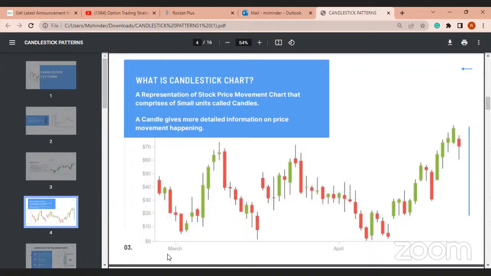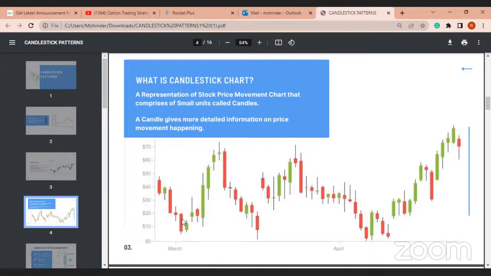So if you look here, you can see on the x-axis March, April. And on the y-axis you can see $10, $20, $30. So that is the range bound you can see here. So on a particular date, March and April, what all things happen, that you can understand by just looking at a chart.